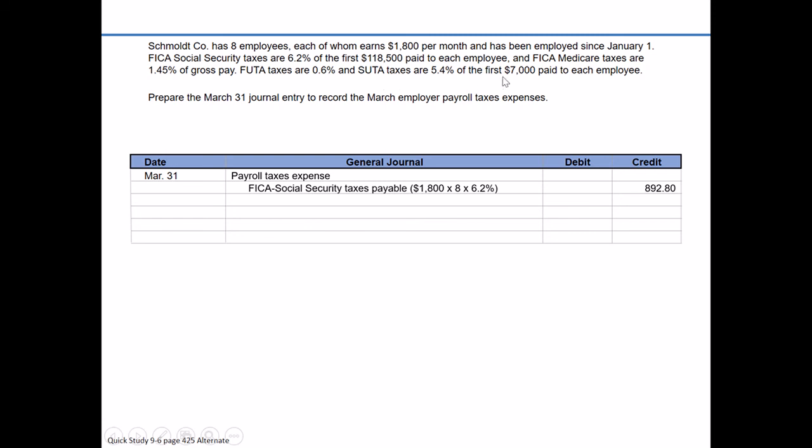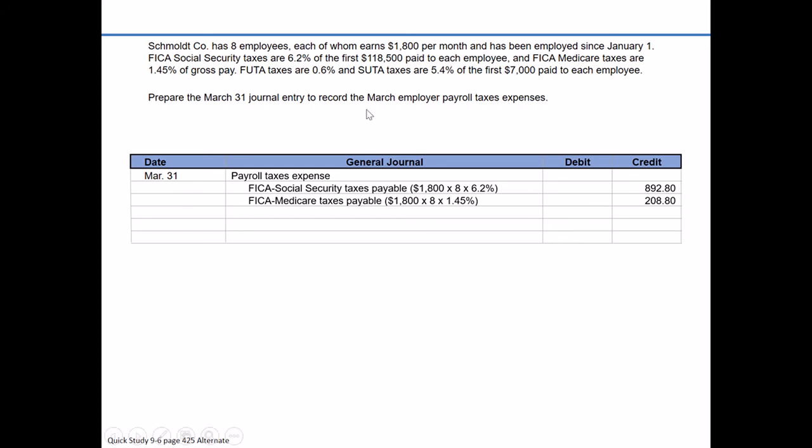So reading through here, FICA Medicare taxes are 1.45%. So similar to Social Security, I'm going to credit FICA Medicare taxes payable, a liability account, for $1,800 times 8 employees times 1.45%, which is going to give us $208.80. We're also told that FUTA, federal unemployment taxes, are 0.6%, and SUTA are 5.4% of the first $7,000 paid to each employee. Now, if you recall from our previous problem, when we were doing the employee wages and deductions, I said ignore this. Keep in mind, while it's not deducted from employees, it is an additional employer payroll expense.